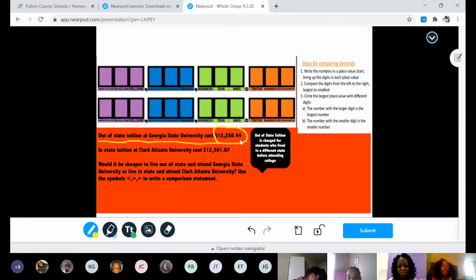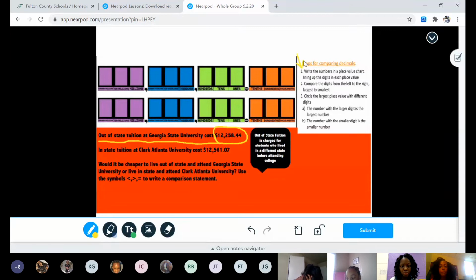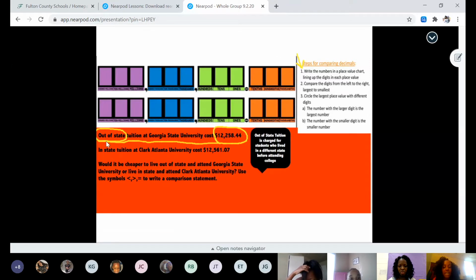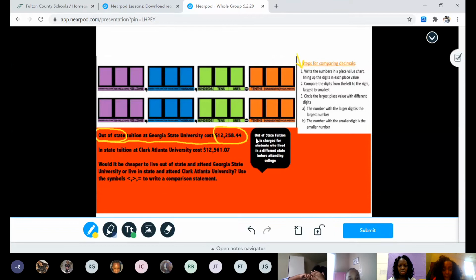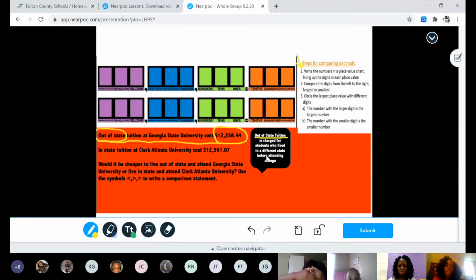Awesome. So, like Ms. Reese said, we're going to start off. Remember, step 1, let's look over here at our chart. We're going to write those numbers in our place value chart by lining them up in the correct place. So now notice, so in our first problem, we talked about in-state tuition. Now, you guys might notice at the beginning of this sentence, I put out-of-state tuition. So out-of-state tuition is charged for students who lived in a different state before attending college.